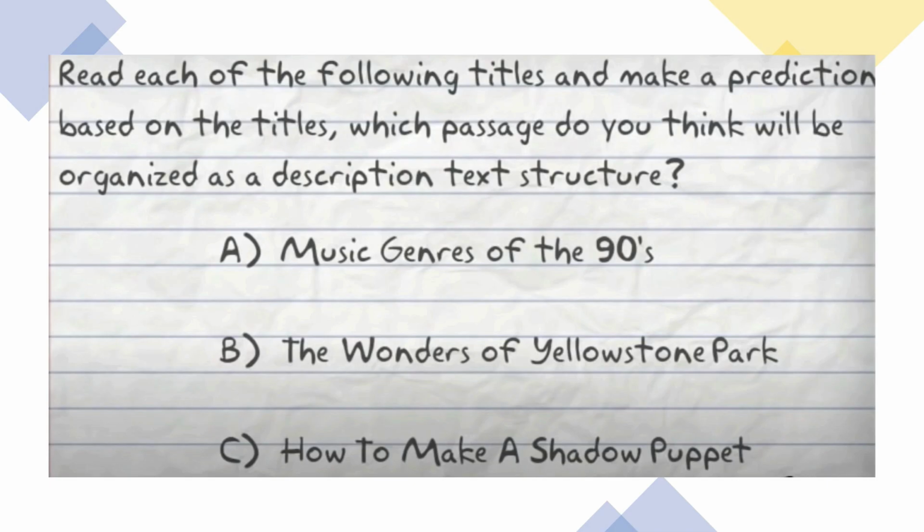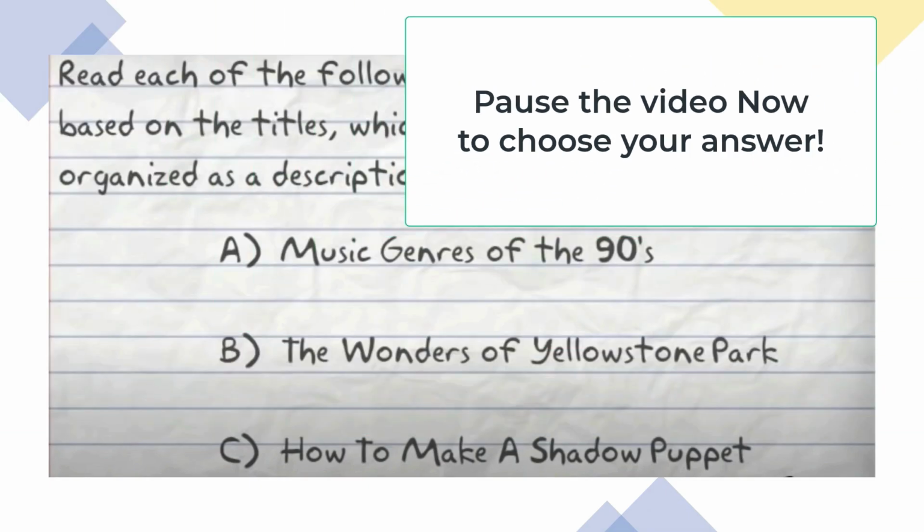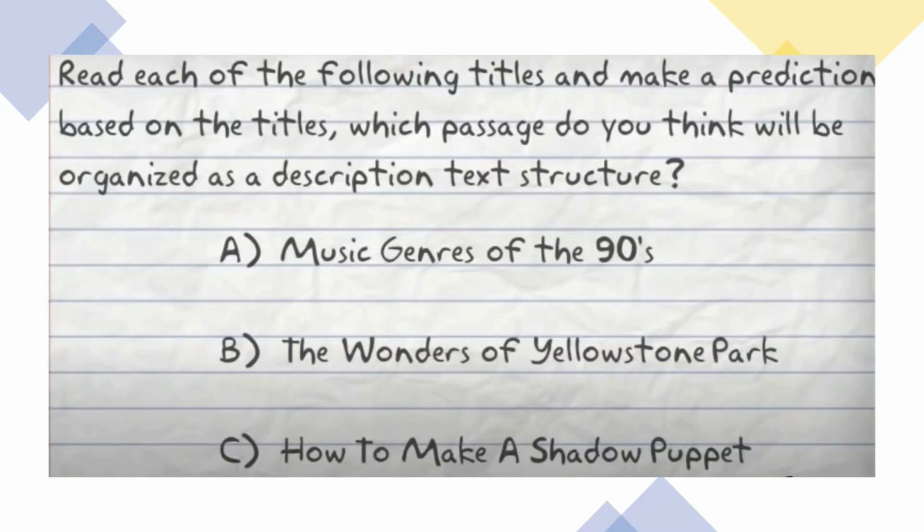So read each of the following titles and make a prediction based on the titles. Which passage do you think will be organized as a description? Remember, describe, right? Text structure. So we have A, music genres of the 90s, B, the wonders of Yellowstone Park, or C, how to make a shadow puppet. Write your answer real quickly. And the answer is B, the wonders of Yellowstone Park. Just by looking at that title, it gives the idea that it's going to describe what's so wonderful, right, about Yellowstone Park.